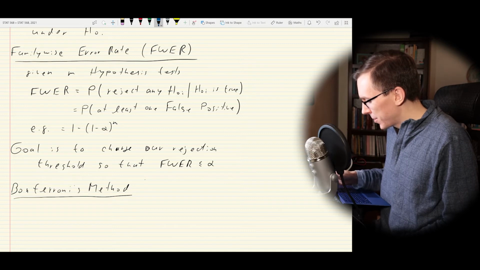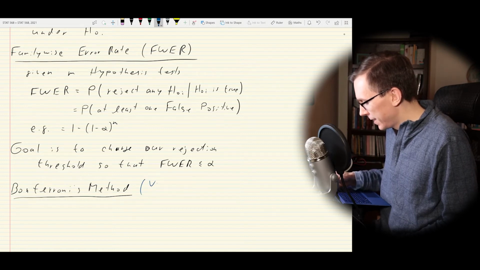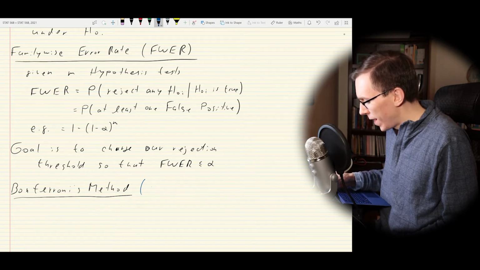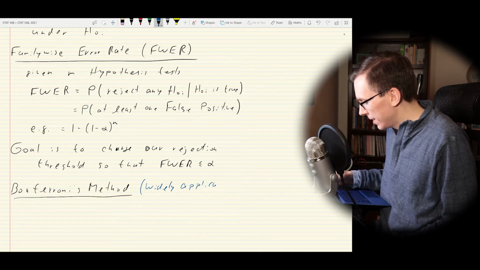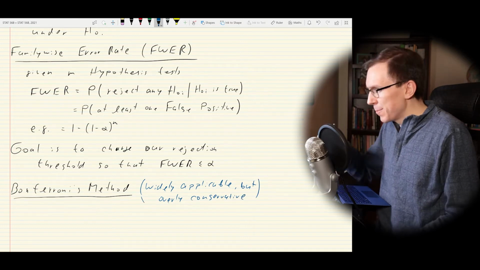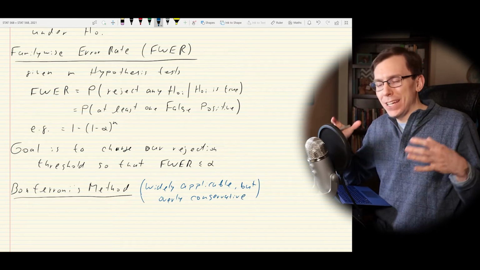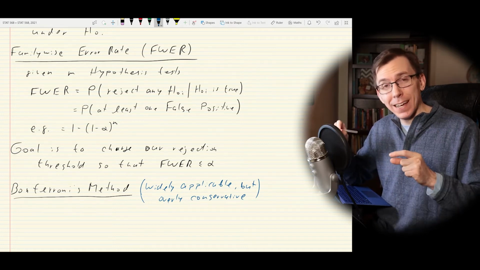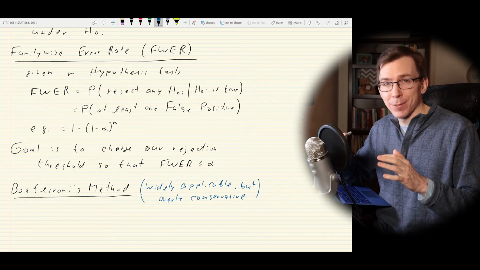And what I'm going to write in the margin here is this is very, or maybe not very, because very is not descriptive enough. We'll say widely applicable. But because it's widely applicable, it is overly conservative. This is often the trade-off you get. The more information you have about the specific hypothesis tests you're running, the more of a specialized method you can use and the better results you can get.